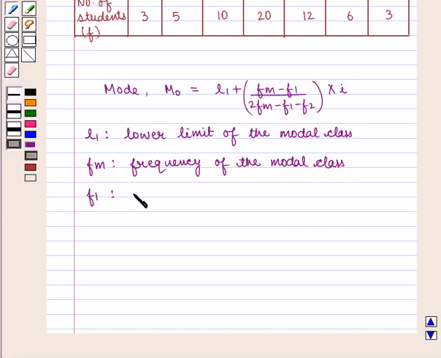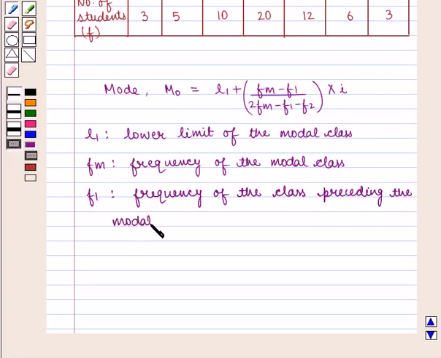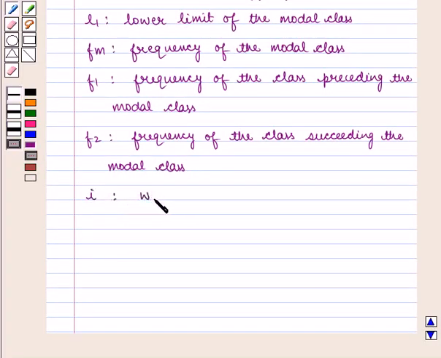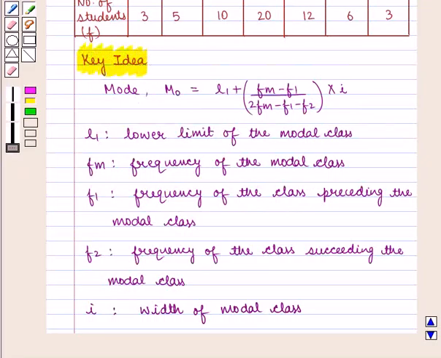F1 is the frequency of the class preceding the modal class, F2 is the frequency of the class succeeding the modal class, and I is the width of the modal class. With this key idea, let us proceed with the solution.